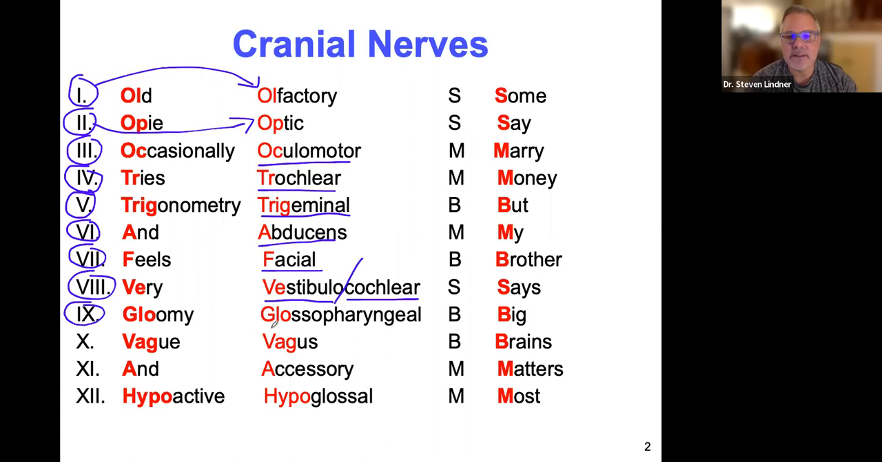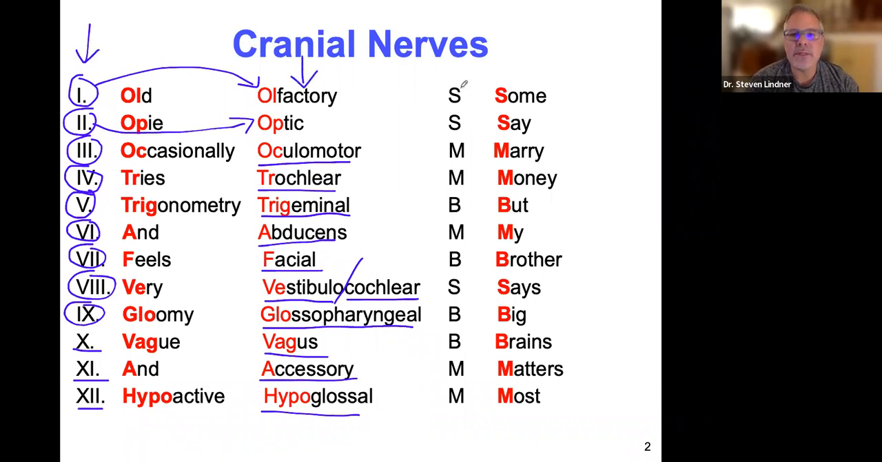9 is glossopharyngeal. Glosso means tongue. Pharyngeal is from pharynx. Cranial nerve 10, vagus nerve. Vagal means vagrant or wanderer. 11, accessory. And cranial nerve 12, hypoglossal. So you should know the Roman numeral and you should know their names.